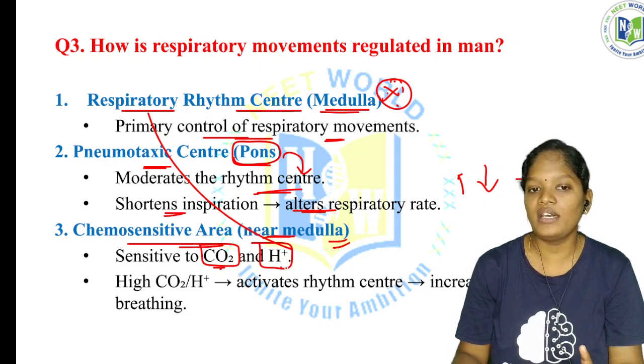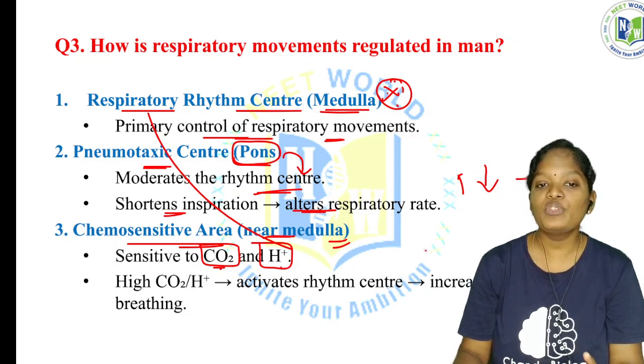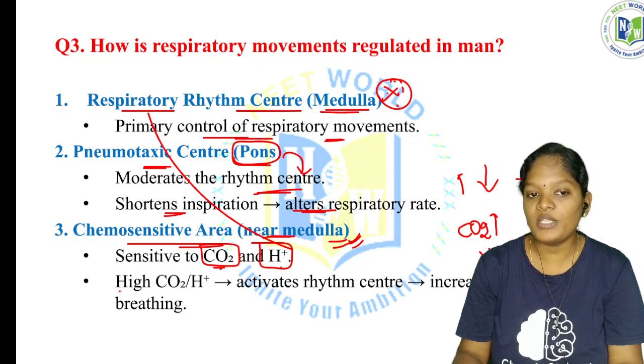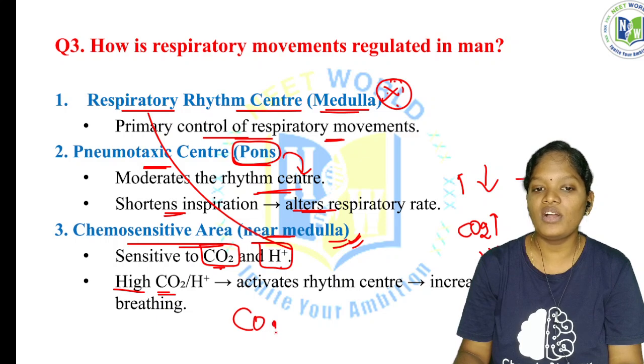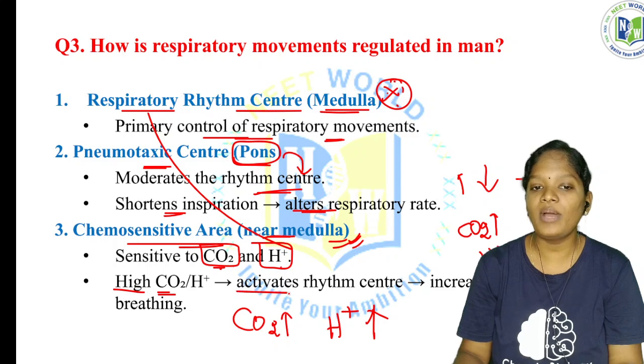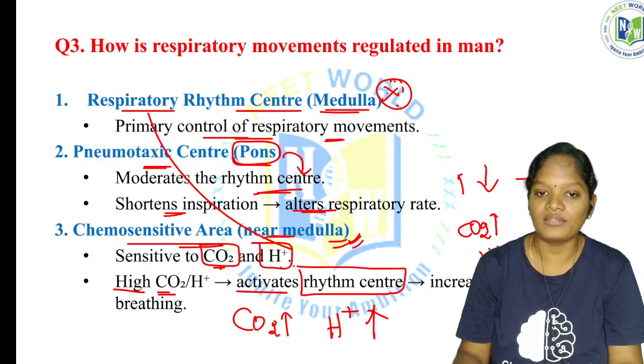Which means whenever the concentration of carbon dioxide is higher, whenever the concentration of H plus ions is higher, an area present in the medulla gets activated. That is what I have mentioned here, high CO2: the carbon dioxide concentration is higher and the H plus concentration is also higher. This is the one that then activates the rhythm center.